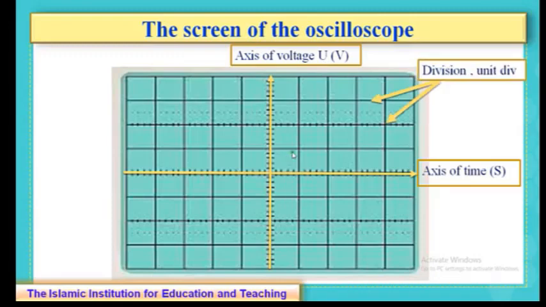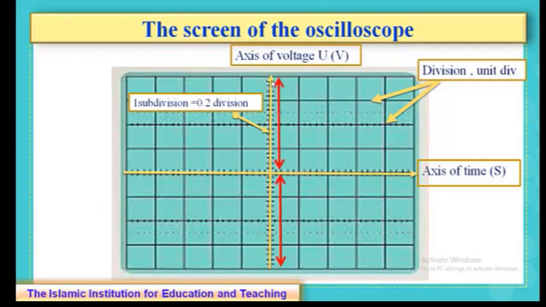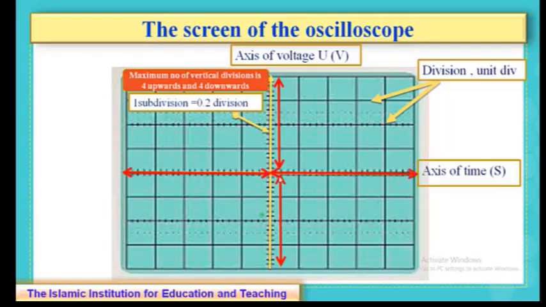Each square is called a division. Its unit is div. Every small dash is called a subdivision. It represents 0.2 divisions. Concerning this screen, the maximum number of the vertical divisions is 4 upwards and 4 downwards. There are 5 divisions to the left and 5 divisions to the right.